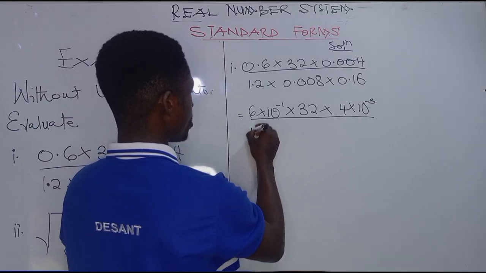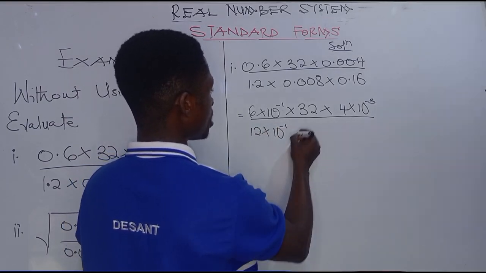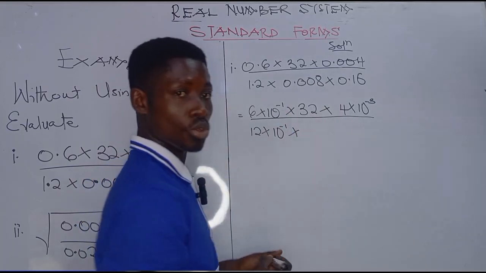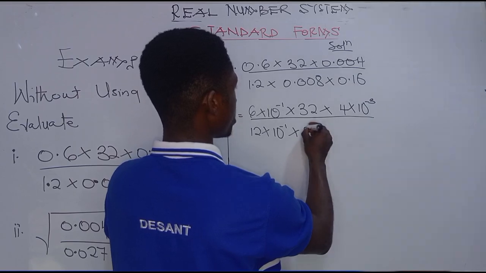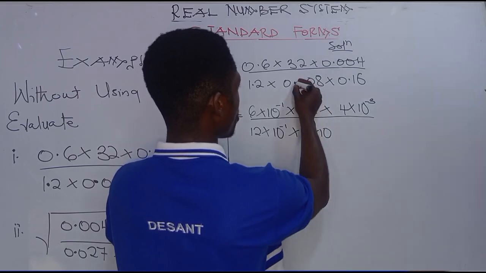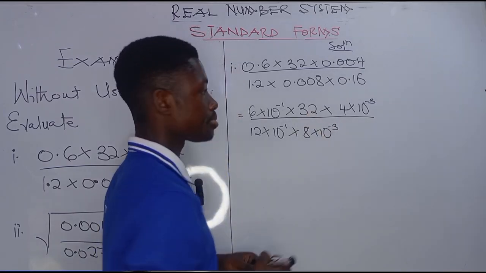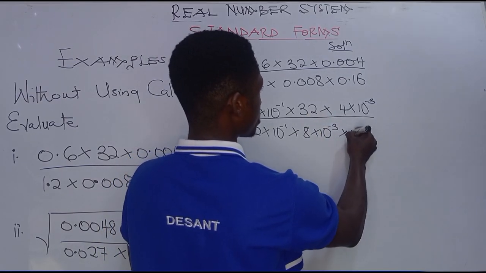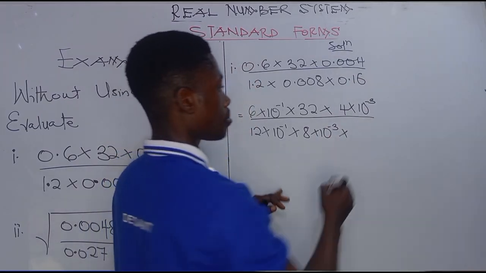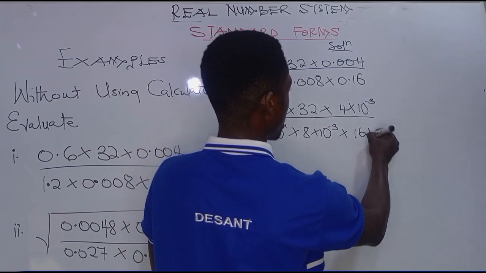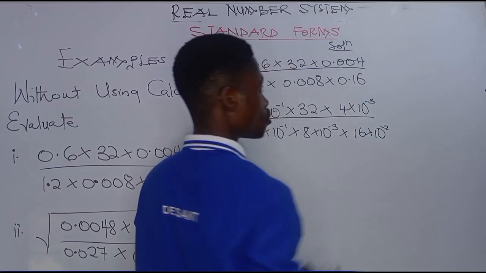So we're also going to convert this to a whole number. We have 10 raised to the power negative 1. We convert this also to a whole number using the standard form. So we have 8 times 10 raised to the power, 1, 2, 3, so negative 3. Then we have times. We are also going to convert this to a whole number. So we have 16 times 10 raised to the power 1, 2, negative 2.